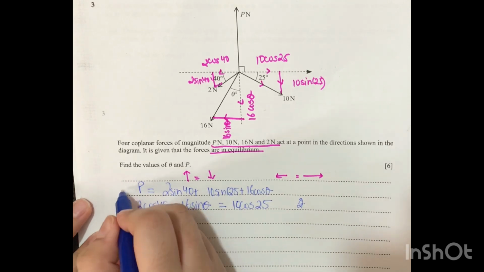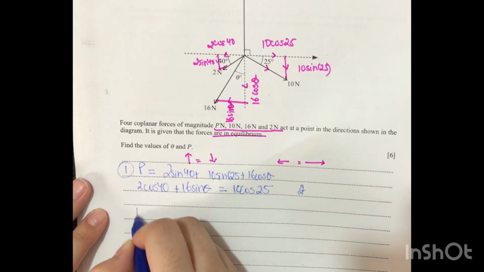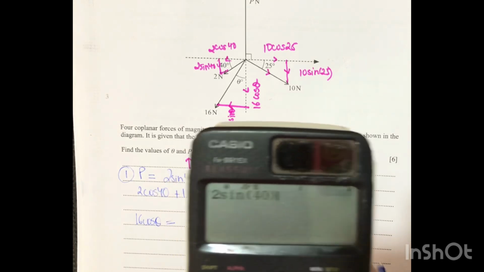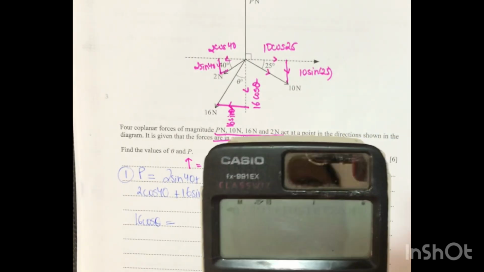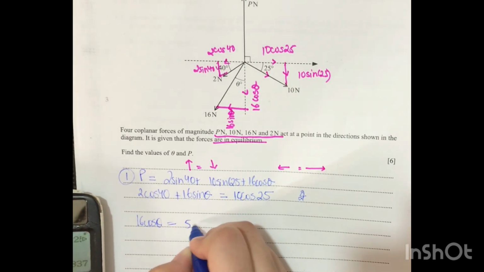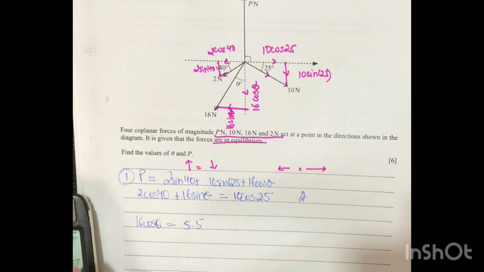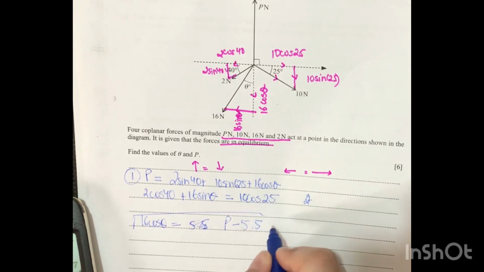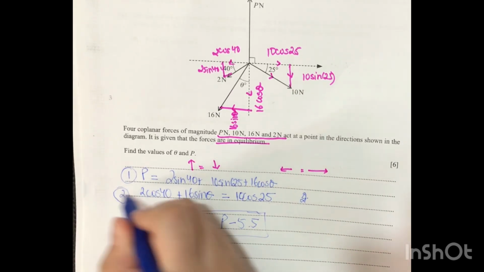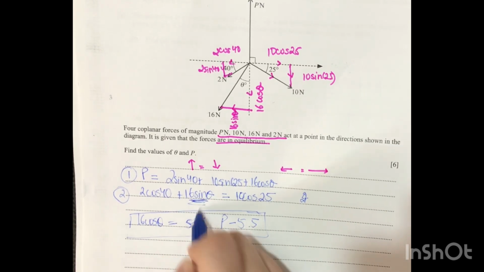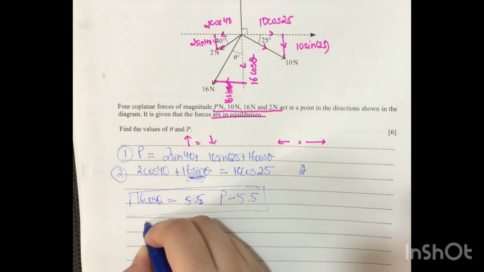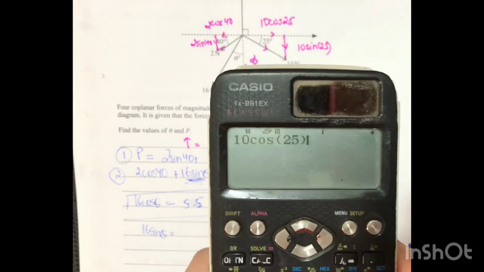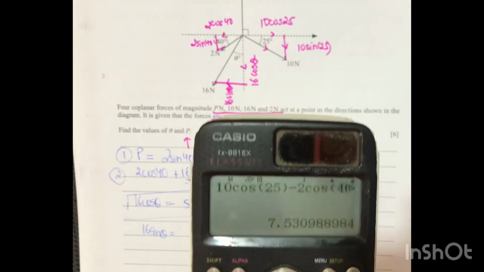So first let's take this first one. We can write it like this: 16 cos theta, and first we can simplify this. 2 sin 40 plus 10 sin 25 is 5.5. So when we take it to the other side, this will become P minus 5.5. And now we can make this second equation in terms of 16 sin theta. So this will become 16 sin theta is equal to 10 cos 25 minus 2 cos 40. 10 cos 25 minus 2 cos 40 is 7.53.